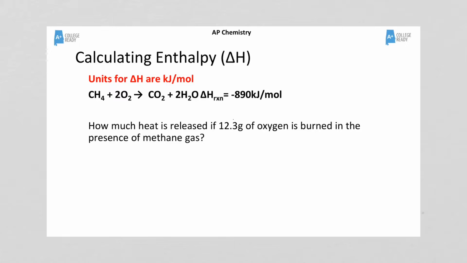So when we're asked the question, how much heat is released if 12.3 grams of oxygen is burned in the presence of methane gas, heat really is just asking about the energy in kilojoules. So again, this is really a version of stoichiometry. Because we have this balanced chemical equation, we can use the moles as mole ratios with the energy value that was given, delta H.